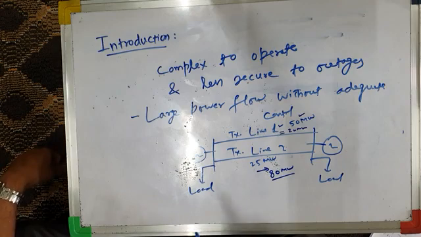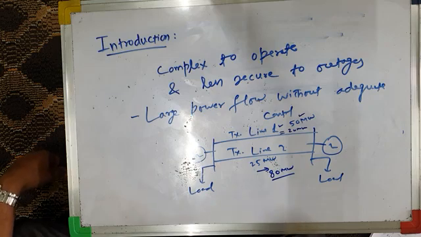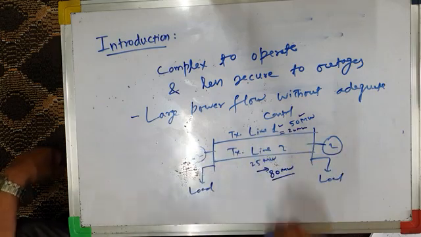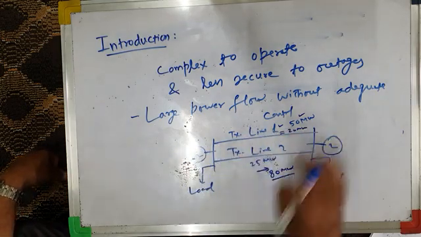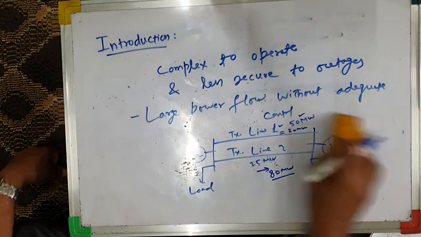Okay, the lines with high impedances carry less power, and the lines with low impedances carry more power, and in this way some of the lines may get overloaded and some lines will be underloaded or underutilized. So that is what we call large power flows without adequate control. It will not be possible for us to control the flow of power through parallel, interconnected transmission lines. So this is one problem.